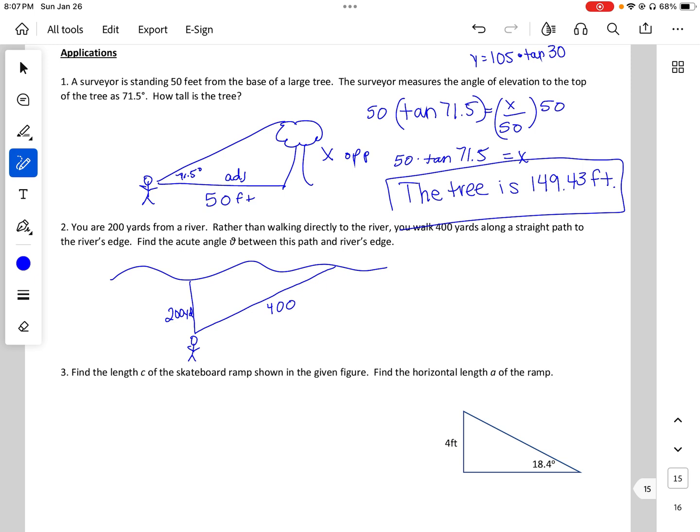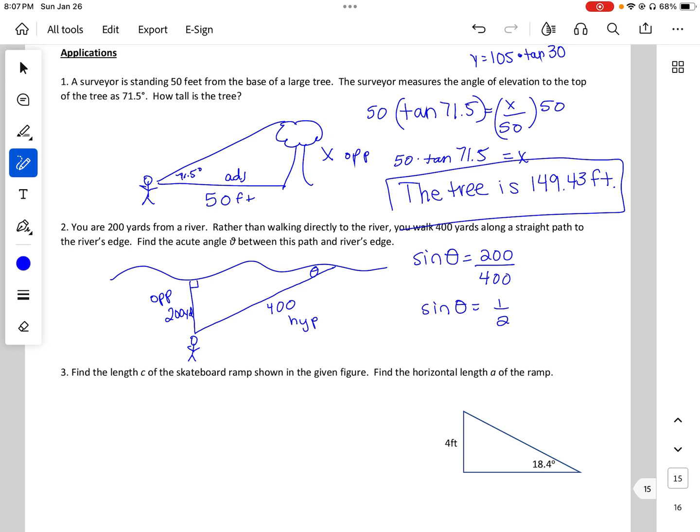Find the acute angle between this path and the river's edge. So this path and the river's edge, that'll be your theta right there. Okay, so we have a right angle here. So we have the hypotenuse and we have opposite. So that means we're going to use sine. So sine of theta equals 200 over 400. So let's just reduce it real quick. Sine of theta equals half.